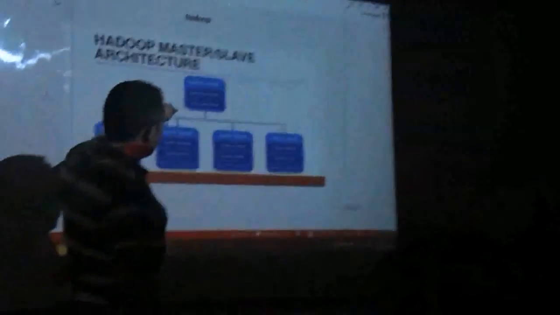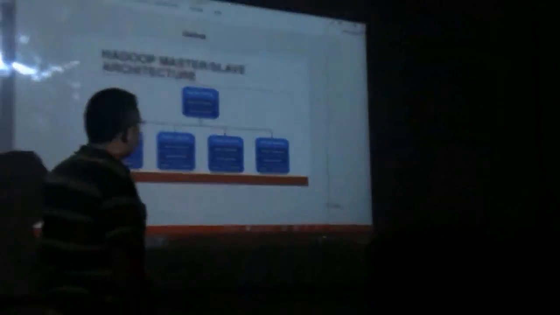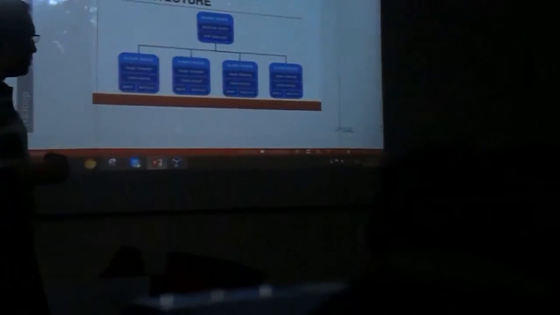Like a master node, the one that makes the organization of all the information. And you have a job tracker. Job tracker is related with how MapReduce is working, and the master node is related how the HDFS is working.